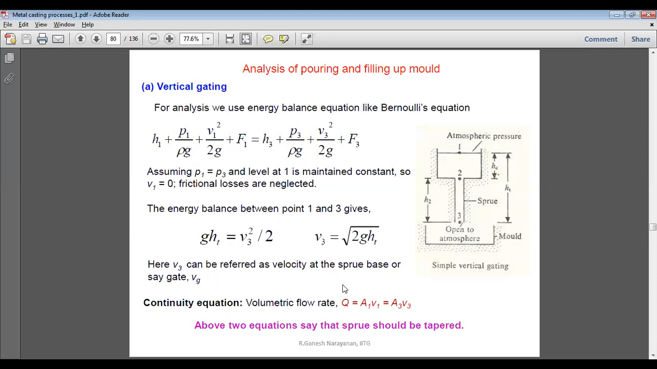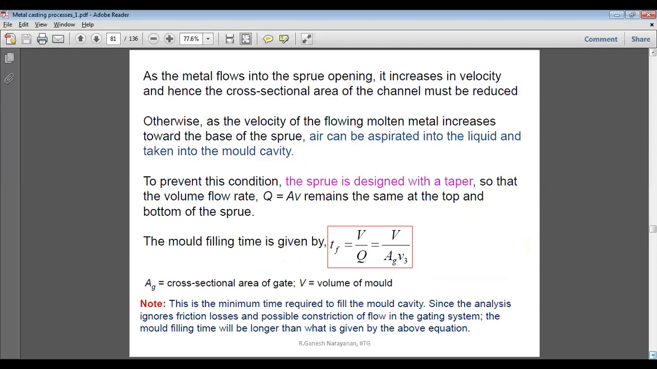This is the continuity equation: Q is equal to A1 V1 is equal to A3 V3. The above two equations say that the sprue should be tapered. So this way we have to ensure that the sprue is tapered. Then the mold filling time is V by Q, where V is the volume of the mold and Q is the average flow rate, that is A into V, where A is the cross-sectional area of the gate and V is the velocity. So this way you find the time in which the mold is filled.